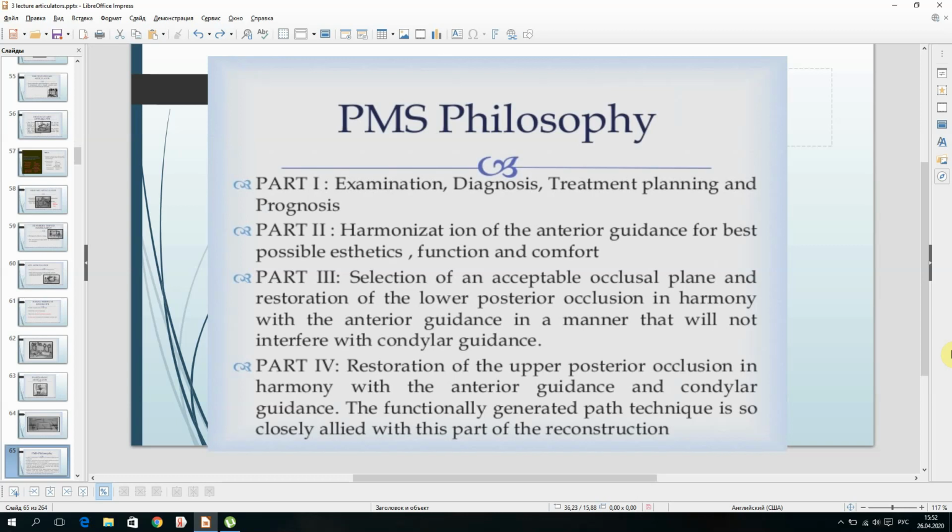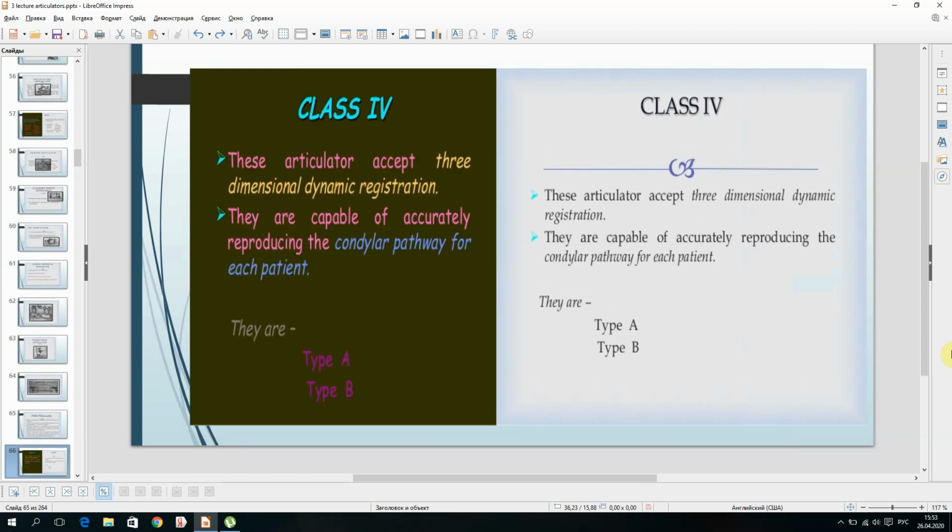Part 4: Restoration of the upper posterior occlusion in harmony with the anterior guidance and condylar guidance. The functionally generated path technique is so closely allied with this part of the reconstruction.